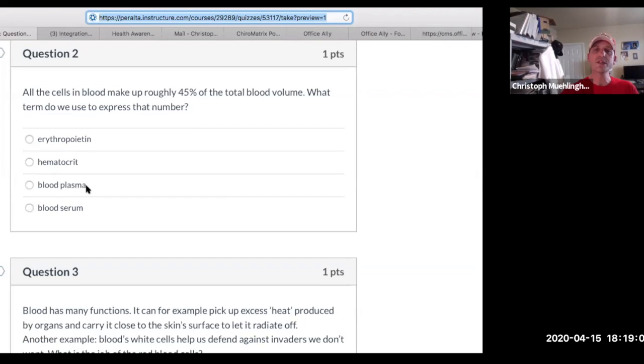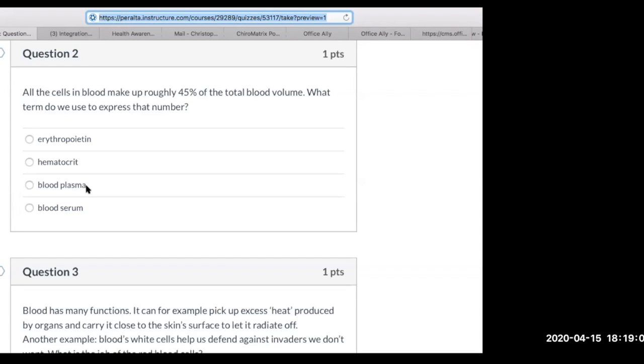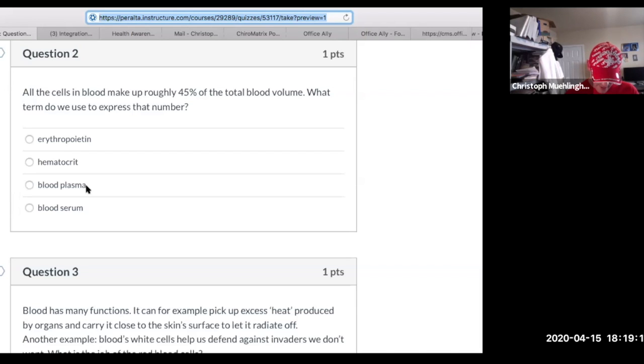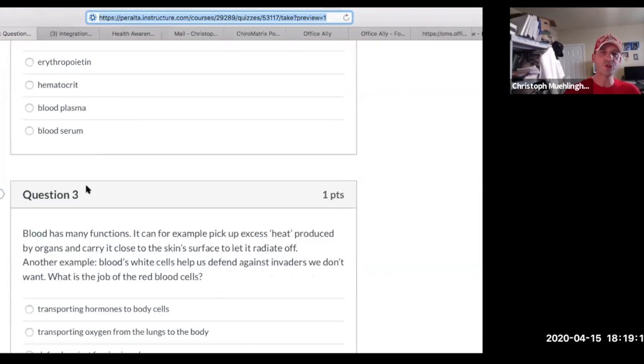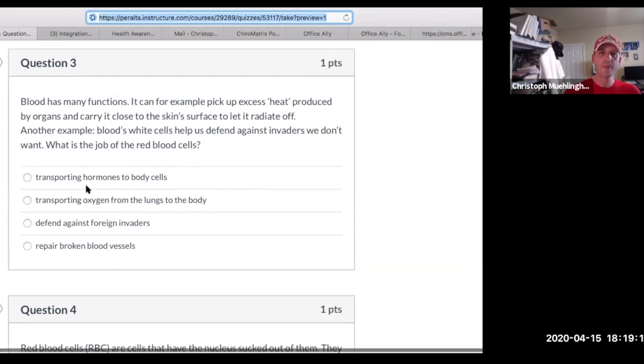All the cells in blood make up roughly 45% of the blood volume. What term do we use to express that number? Hematocrit. And who's talking? Marisol. There you go. Hematocrit. That's right, Marisol. We can go to the next one. That's just a terminology question, really.